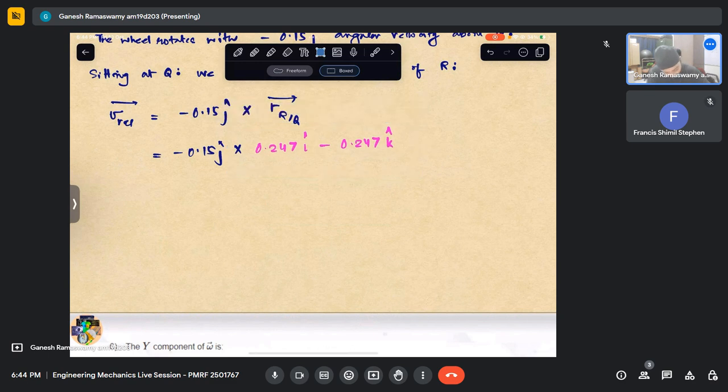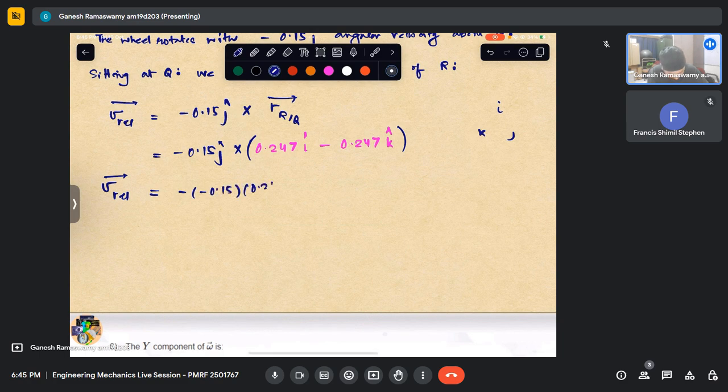This quantity as a whole. So what will this come out to be? I, J, K. So J cross I is minus K. So this will be minus 0.15 into 0.247, and then this will be J cross K. So it will be plus J cross K. So this will be I.